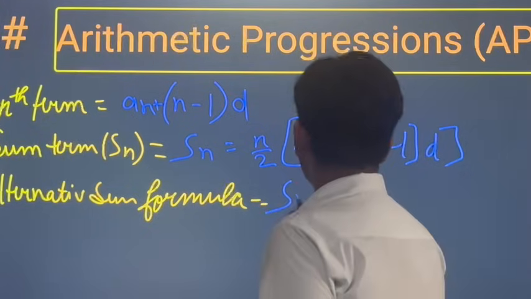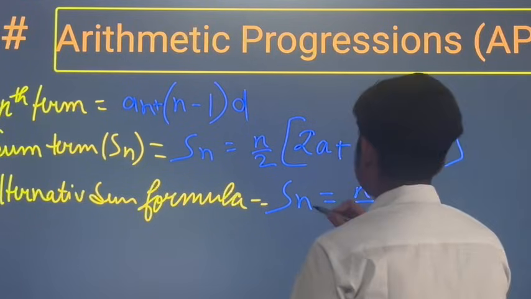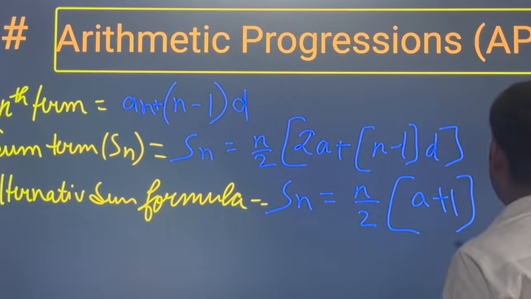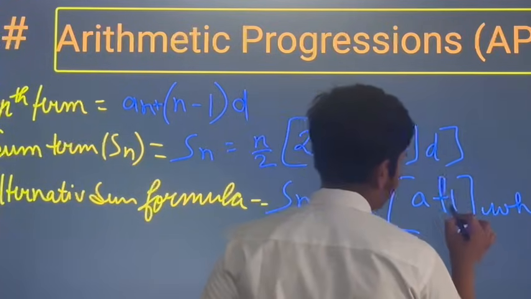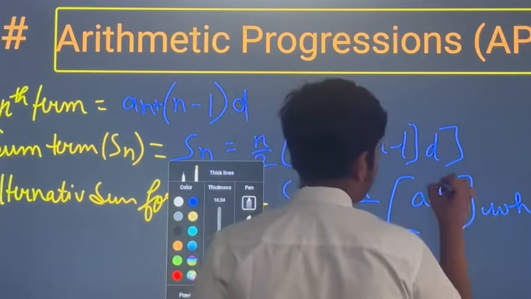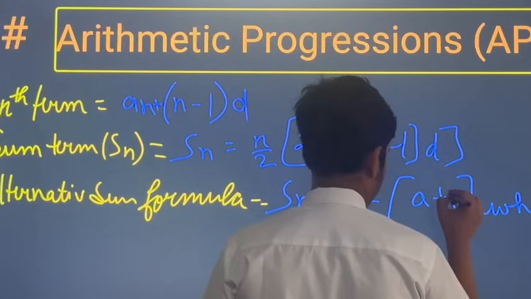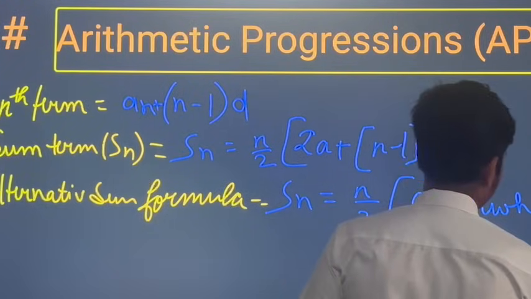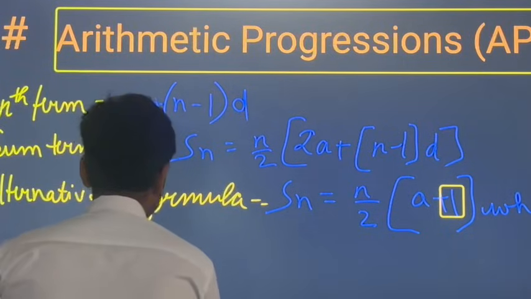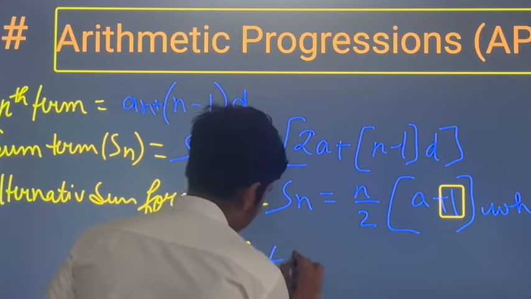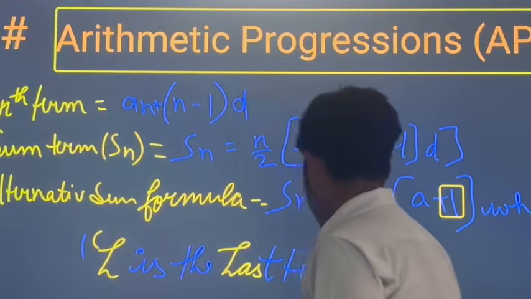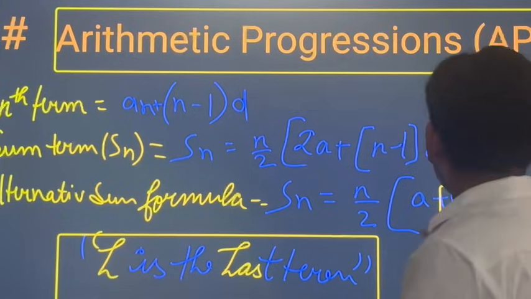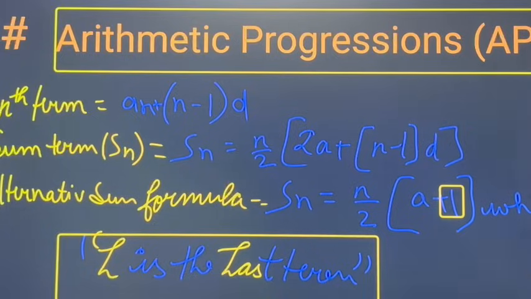अल्टरनेट सम फॉर्मूला सेम, Sn is equal to n upon 2 सेम वही इन ब्रैकेट a plus l, where l is the last term. Note it down: in this alternative sum formula, Sn is equal to n upon 2 (a plus l), where l is the last term.